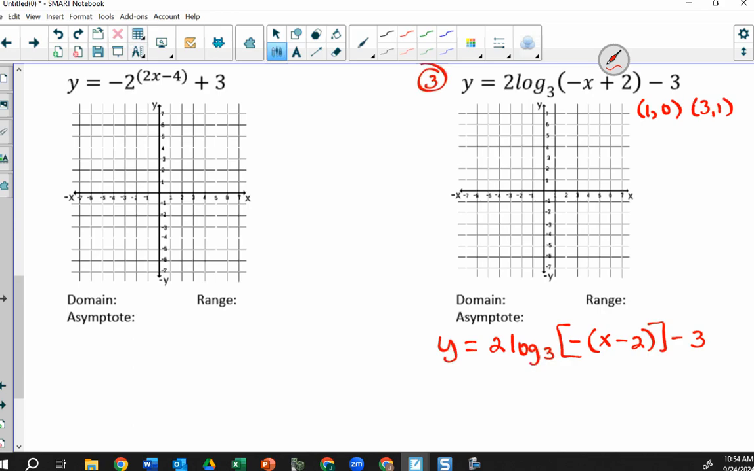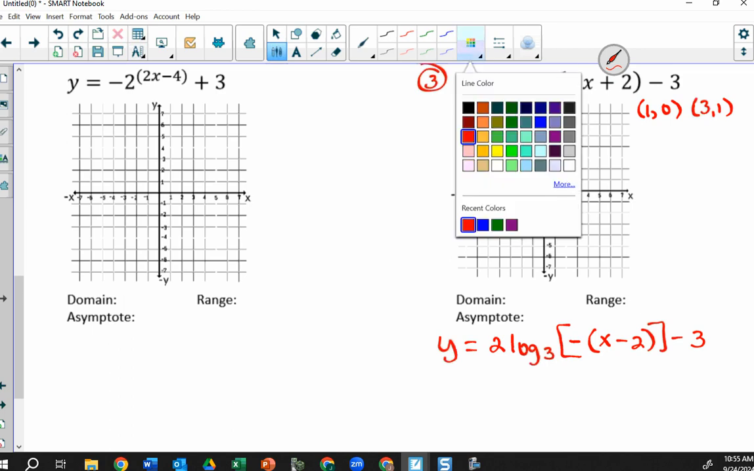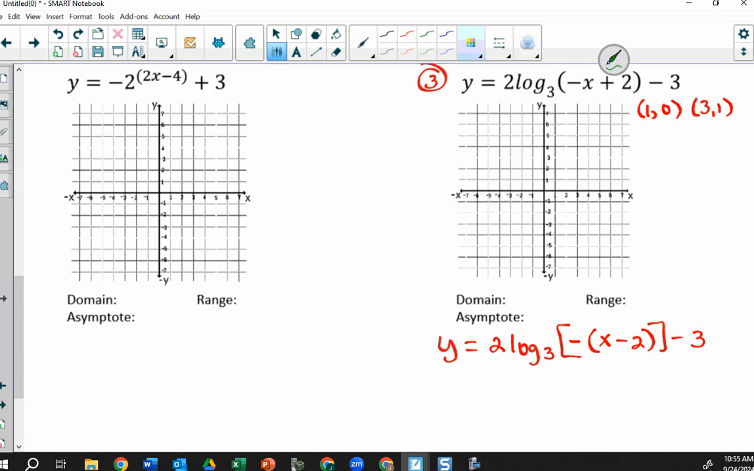Okay, guys, we start with 1031. Everybody with me? Guys, close your laptops. You don't need them right now. Okay, we have to deal with the 2 out in front and the negative before we do any shifting. What does the 2 out in front do? Multiply the y values by 2. So what is 0 times 2? What is 1 times 2?